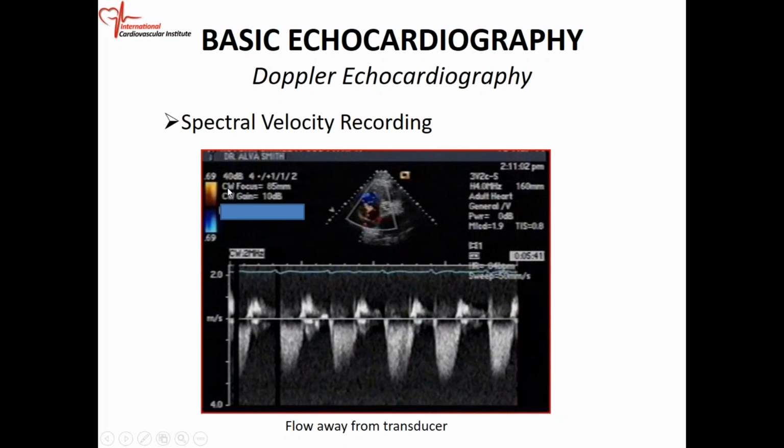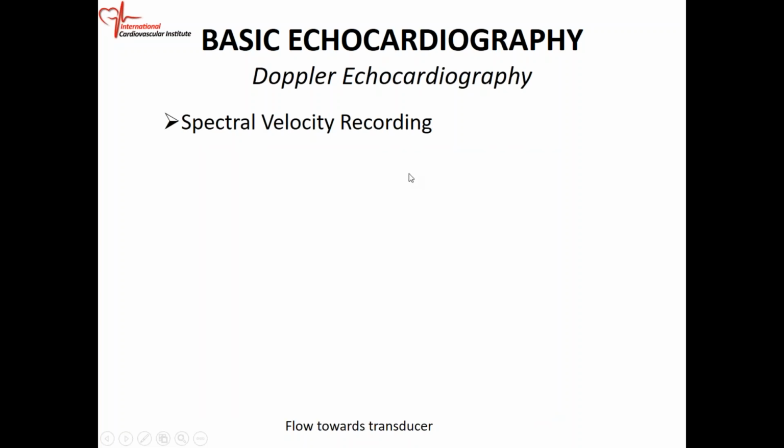This CW means continuous wave Doppler. We didn't use pulse wave Doppler, and later on in the lecture, we'll tell you why we use CW. We'll give you the difference between CW and PW. But anyway, the spectral envelope is below the baseline. This is the baseline right there. It's below the baseline because the flow is away from the transducer. The transducer is right there.